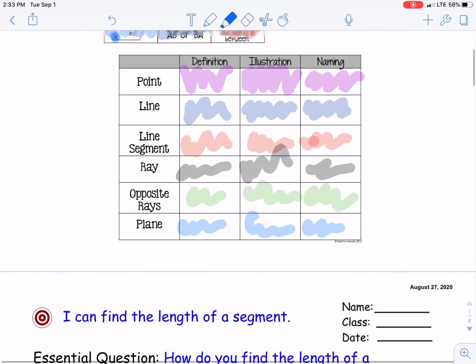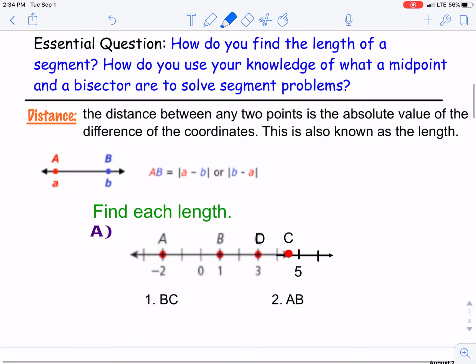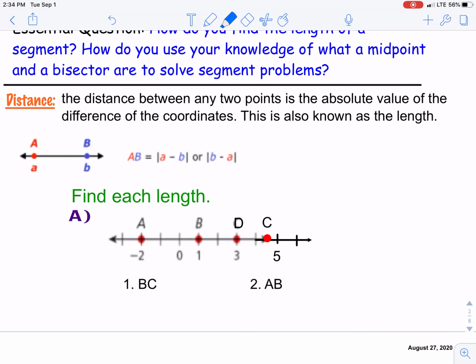All right, so that's just a quick review of yesterday. Today we're going to go through and find the length of a segment, and then we are going to use our knowledge of midpoints and bisectors to solve some problems as we go through today and tomorrow with segments. All right, so first off, the distance between any 2 points.